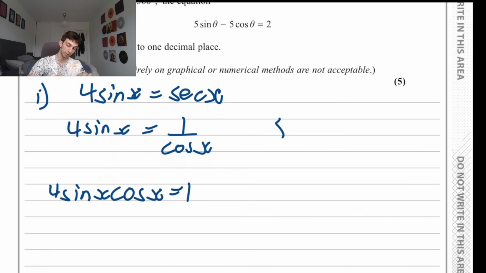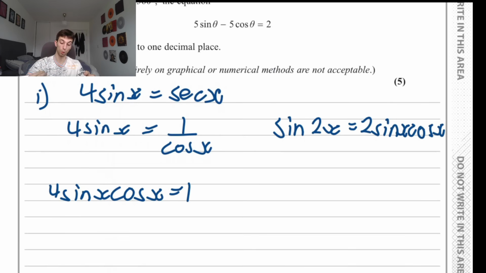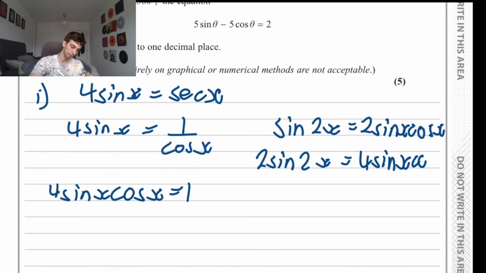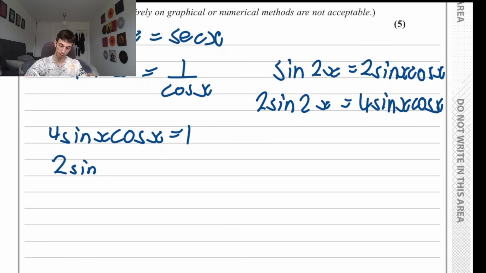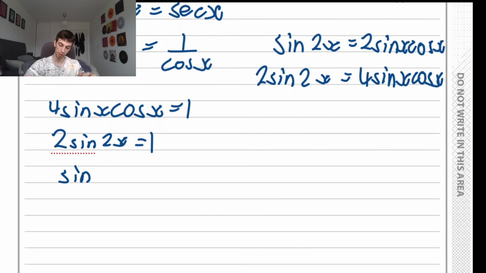Now what do we have to spot? We have to spot the sine double angle identity. Sine 2x we know to be 2 sine x cos x. We have 2 sine x cos x. We have 4 sine x cos x. So multiplying both sides by 2, we have 2 sine 2x to be equal to 4 sine x cos x. So from here we can make this substitution. So we have 2 sine 2x equal to 1. Divided over by 2, we have sine 2x to be equal to a half.